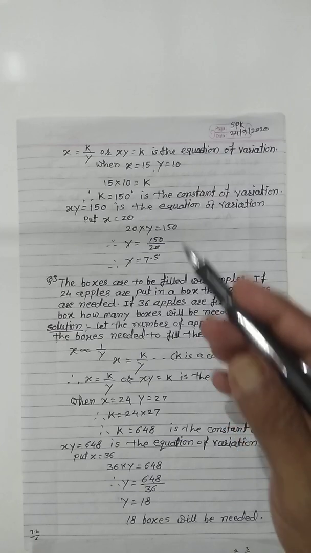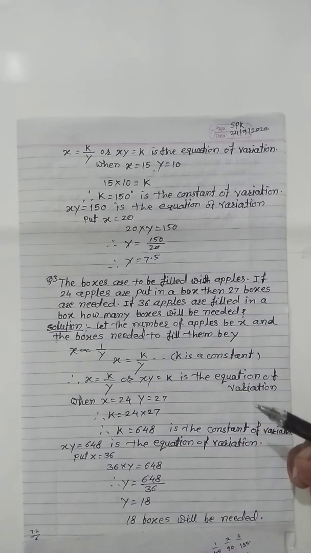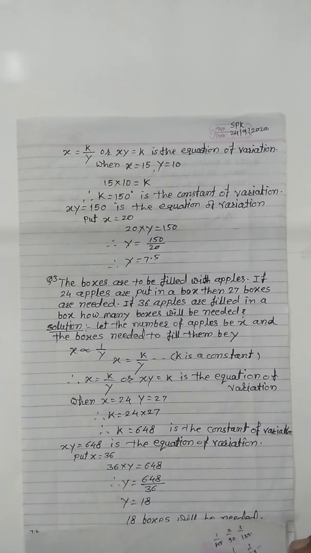Now these examples are taken from the 7.2 exercise. In this exercise there are 6 examples. You can solve the remaining examples.